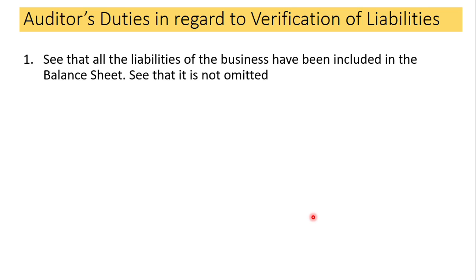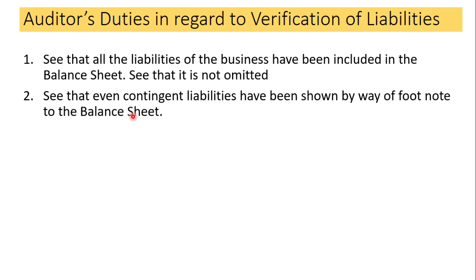Let us discuss the auditor's duty in regard to verification of liabilities point by point. First of all, the auditor should see that all the liabilities of the business have been included in the balance sheet. The balance sheet should include each and every liability. None of the liabilities should be omitted.